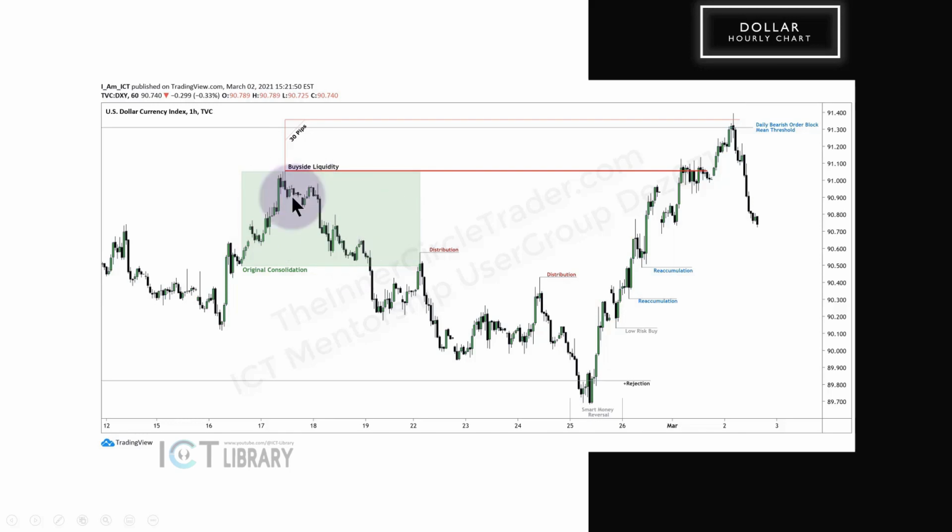So now we're looking at the dollar index. This is that market maker buy model. This is the original consolidation. Okay, so just look at what we've done here.